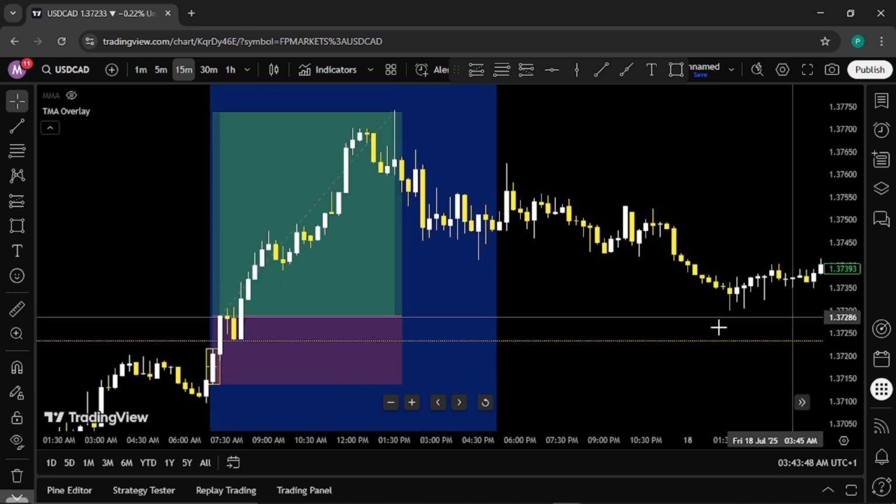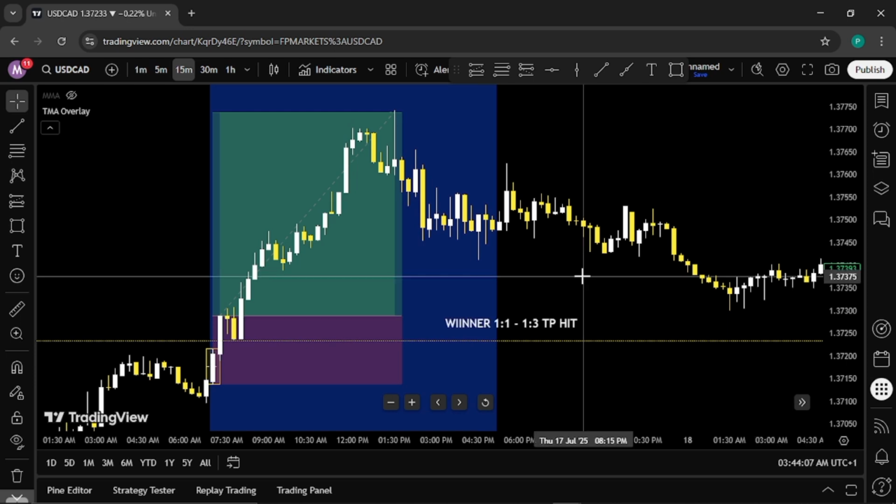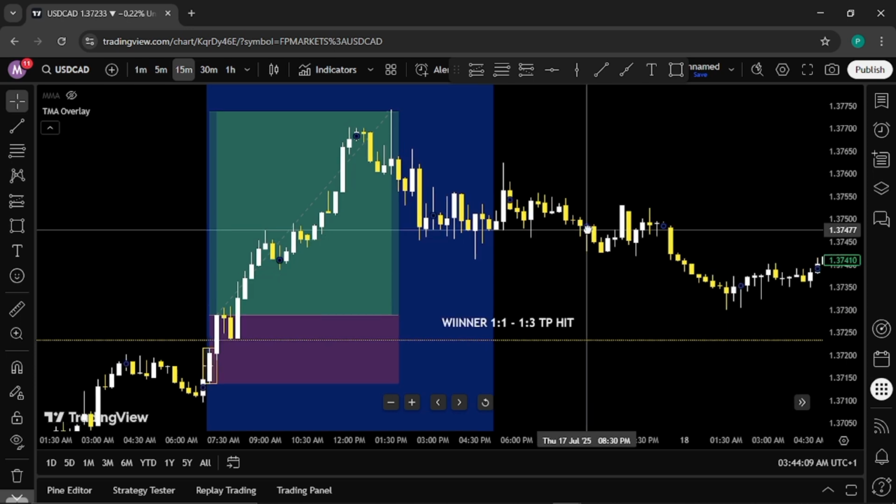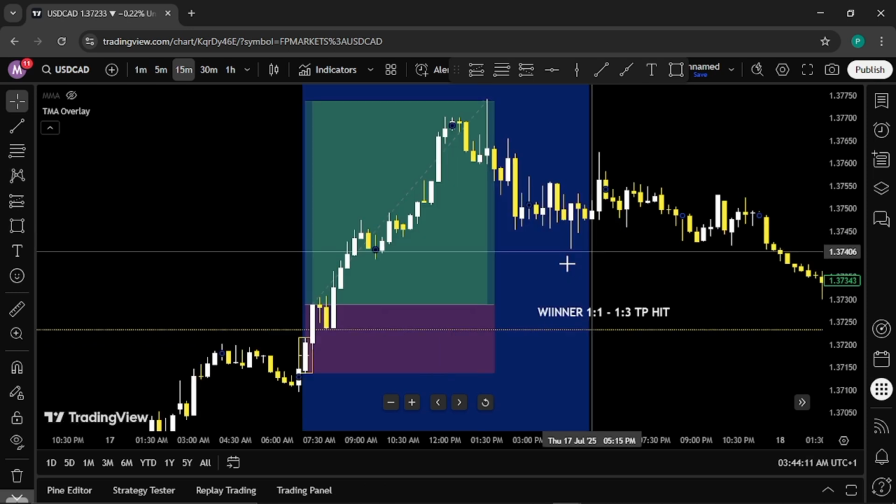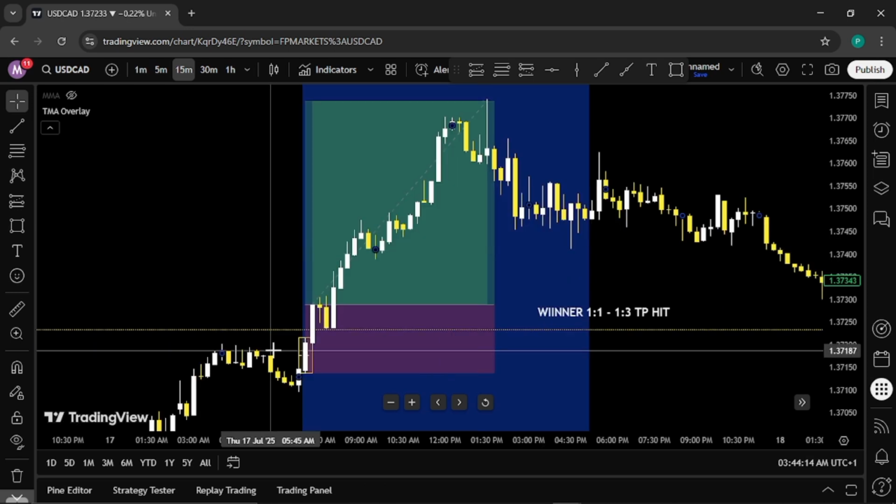So let's mark this out again. Winner, 1:1 through to 1:3. TP hit. So you have a Thursday winning trade of an additional 3%, and you have a Friday winning trade of an additional 3%. Remember, we are backtesting this for the week for Frankfurt session. Frankfurt ORB, that's what we are testing out.